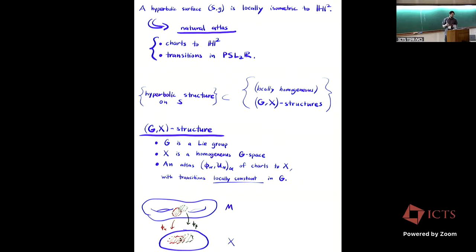So this is the kind of structure we're after, and more generally than hyperbolic structure on a surface, you can think about constant sectional curvature Riemannian manifolds as being an example of these locally homogeneous GX structures.